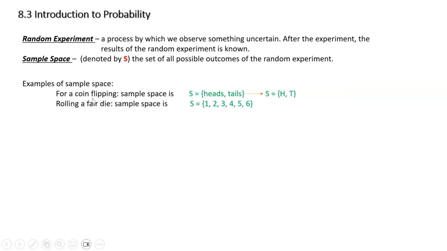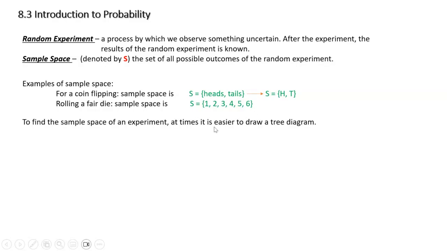For example, for flipping a coin once, the sample space is, it can be heads or it can be tails. The curly brackets mean it's a set. It's going to be {H, T}, H for heads and T for tails. So this is my sample space. For rolling a die, the sample space is {1, 2, 3, 4, 5, 6}. Why is it 1 through 6? Because a die has 6 sides, and every side has 1, 2, 3, 4, 5, or 6 dots.